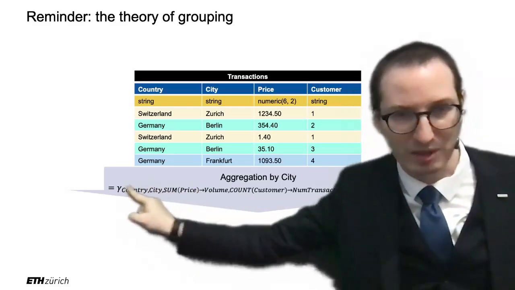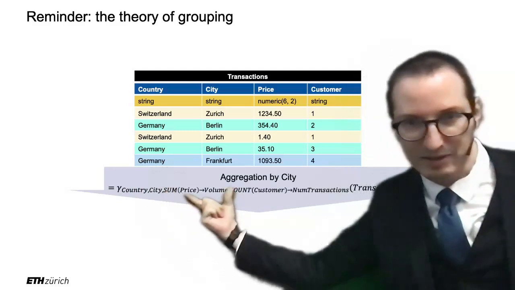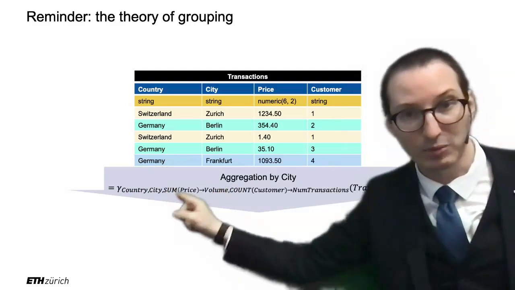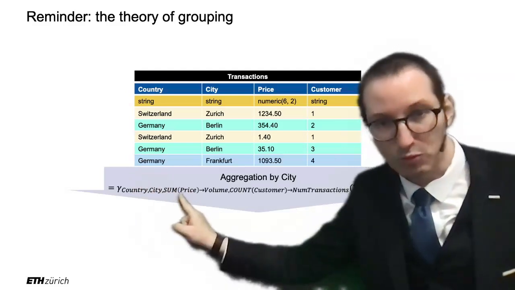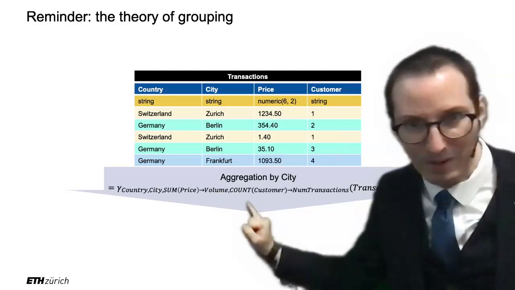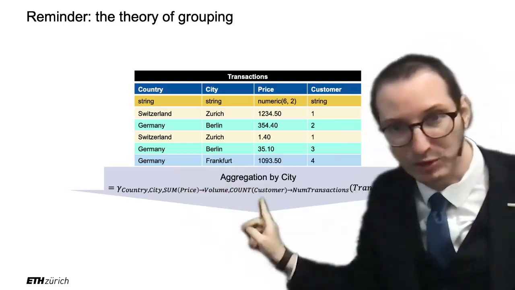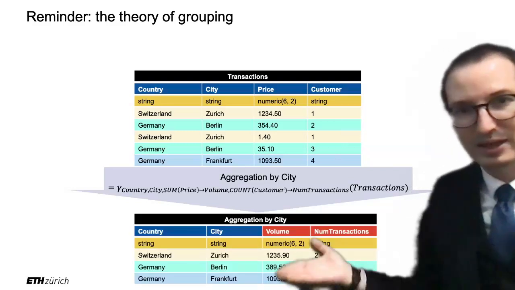So it means we group everything by country and city. That's the first category. And the other category is what you aggregate. So here we have this notation where within a group, determined by this, you sum over the prices and put that in a column called volume, and you count the customers in every group, and then put that in a new column called num transactions. And then you get this, right?